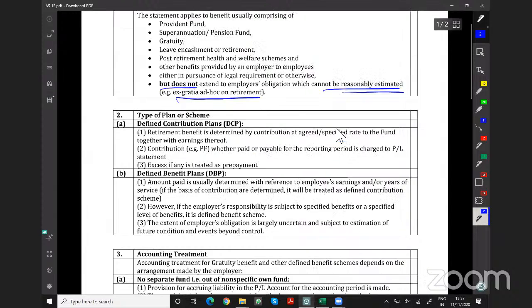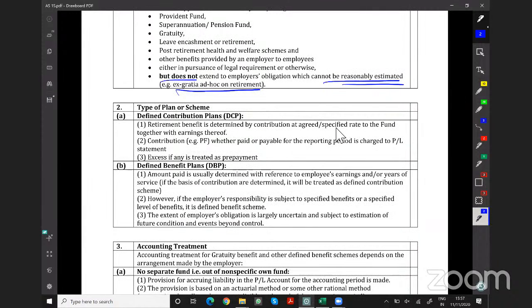So AS 15 has bifurcated the plan or the benefit into 2 types. One is defined contribution, the other is defined benefit plan. You should contribute rupees 100 minimum. That's all. I should contribute rupees 100. This is my liability. I don't have to think anything else. The second thing is, after 10 years, when the employee retires, you should pay him minimum 10,000.